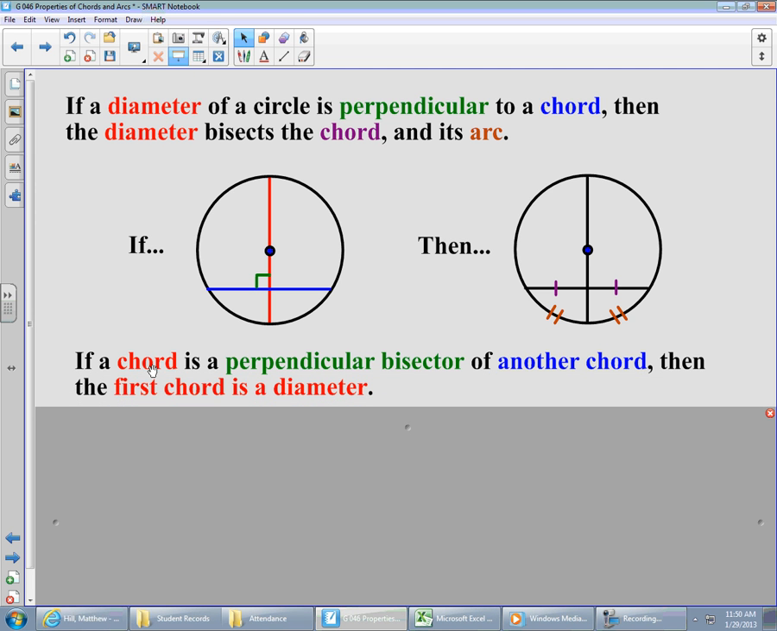Okay, another property or another situation, I guess, that could arise. Also dealing with chords, let's say we have a chord that is a perpendicular bisector of another chord. If we have a chord that is a perpendicular bisector of another chord, then the first chord is going to be a diameter.